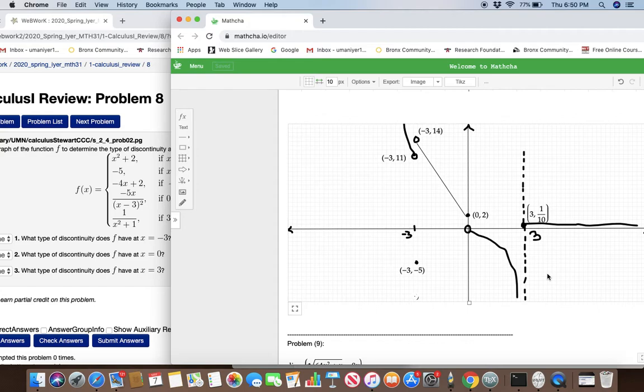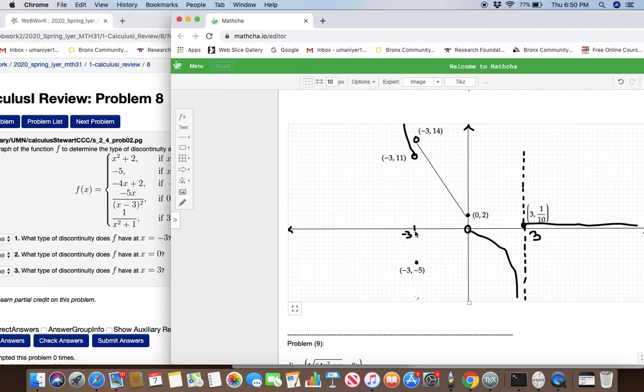What kind of discontinuities? Where do I see breakpoints? Here is a breakpoint, here is a breakpoint, and here is a breakpoint, right? My function is broken. 1, 2, 3, 4, and a small point here.